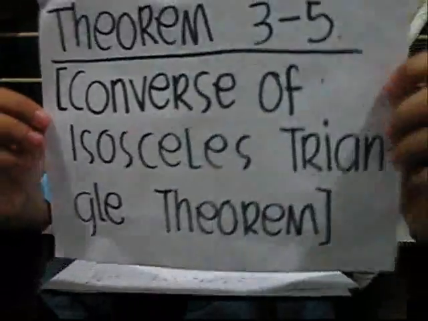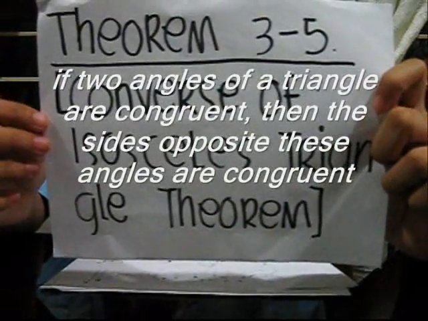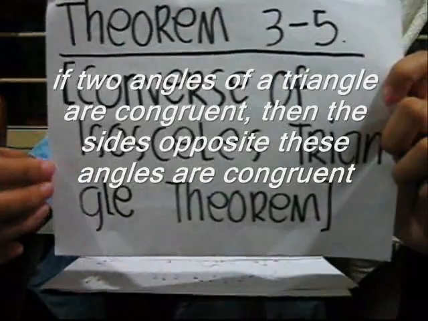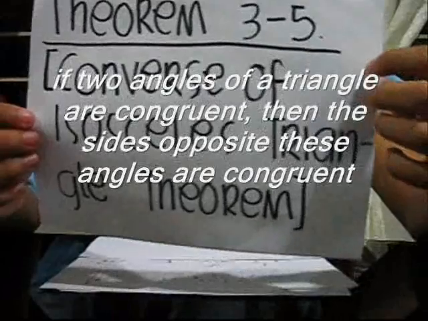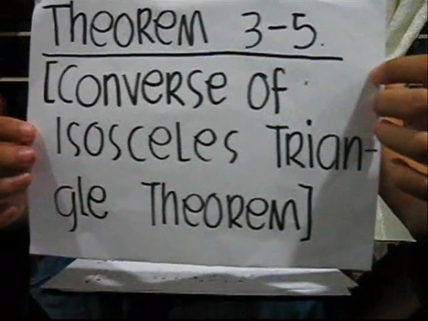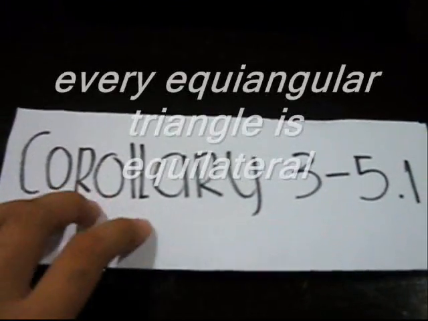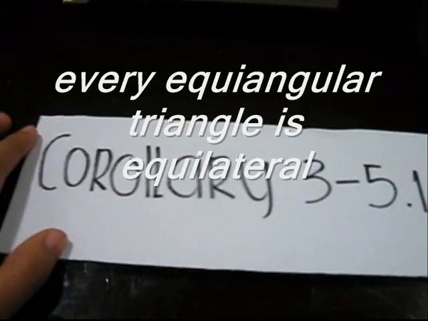Now let's move on to Theorem 3-5, the converse of isosceles triangle theorem. This states that if two angles of a triangle are congruent, then the sides opposite these angles are congruent. For corollary 3-5.1, this states that every equiangular triangle is equilateral.